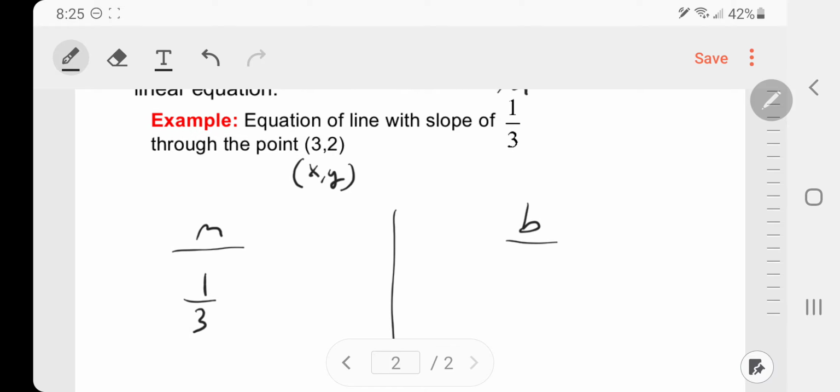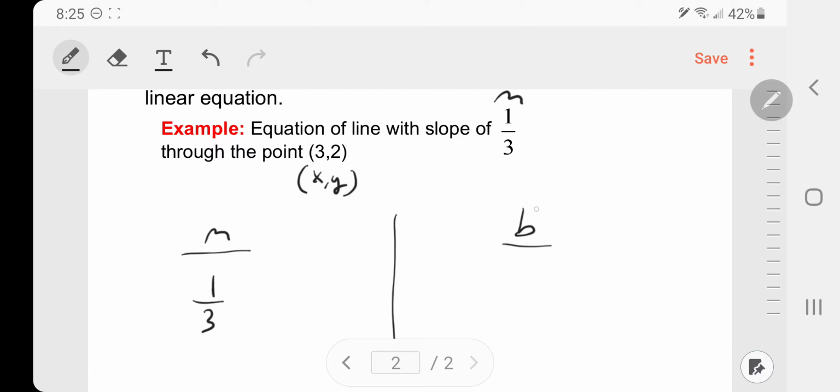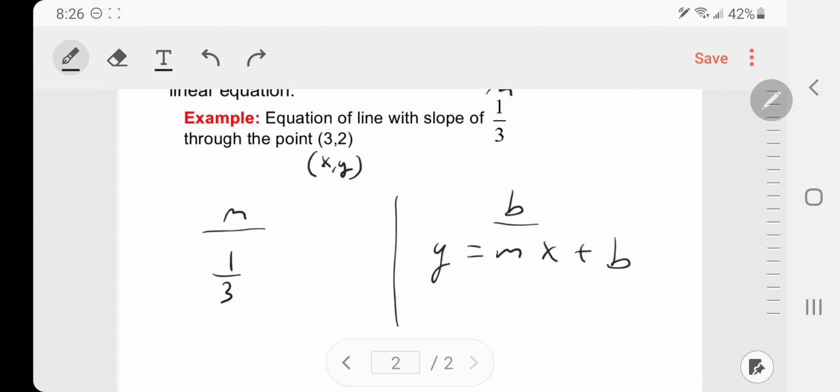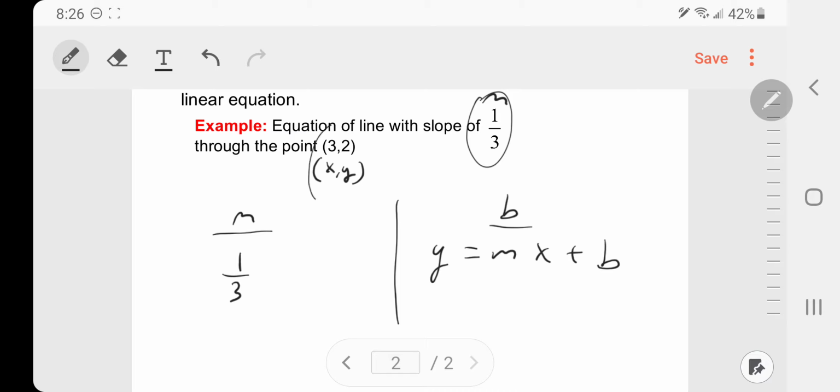Now, in the second part, this is where the work comes in. We need to solve for b. The way we do that is we know that it's y equals mx plus b, and believe it or not, we already have everything we need to solve for b. We have an x, we have a y, we have an m. The only thing we're missing here is a b. So what we're going to do is take all of our info in our question and write it into that form.